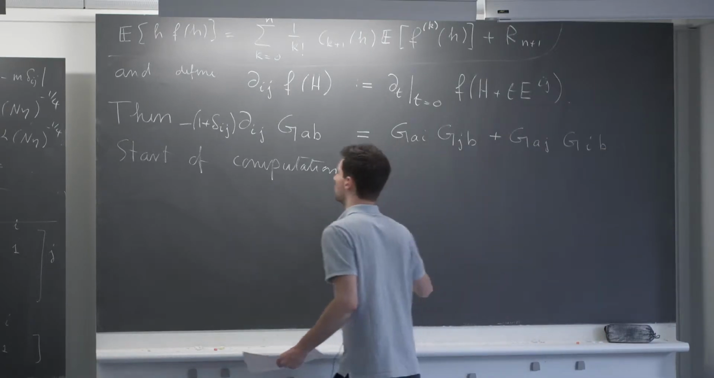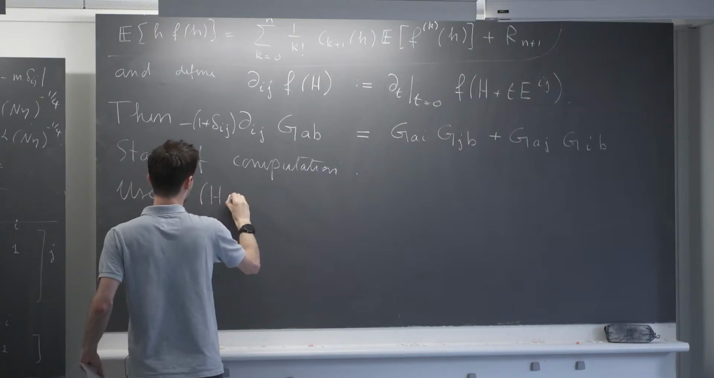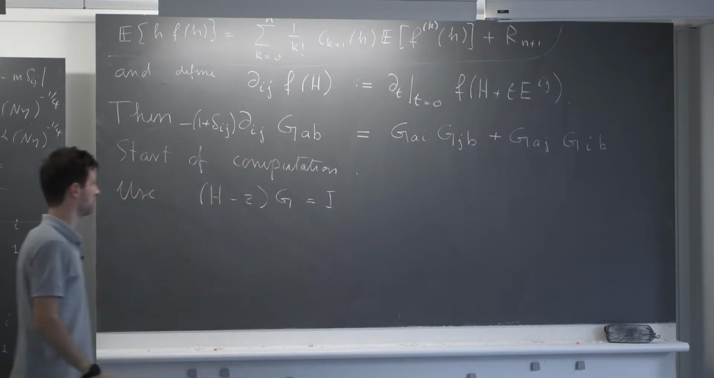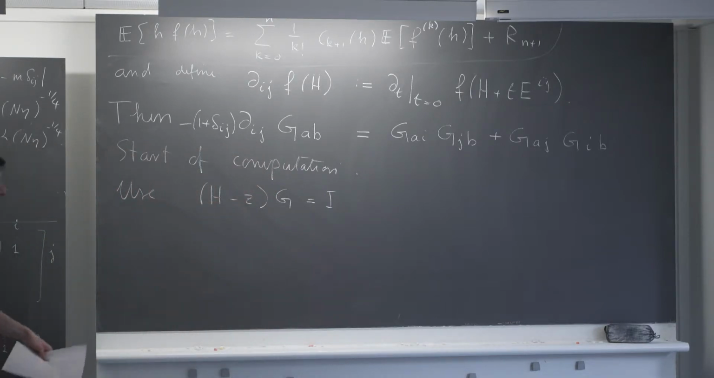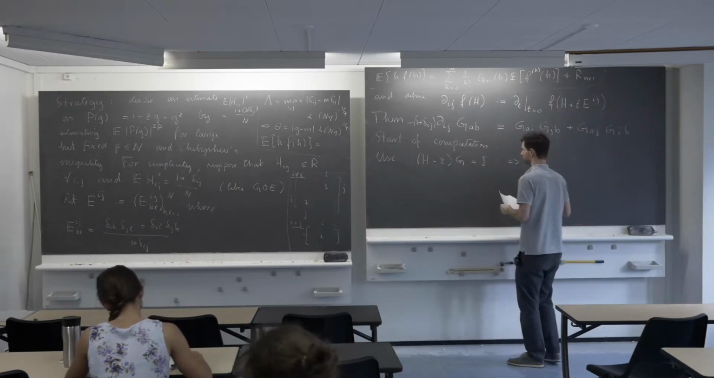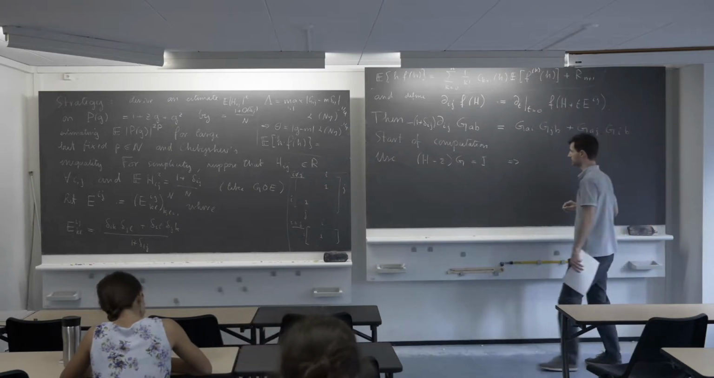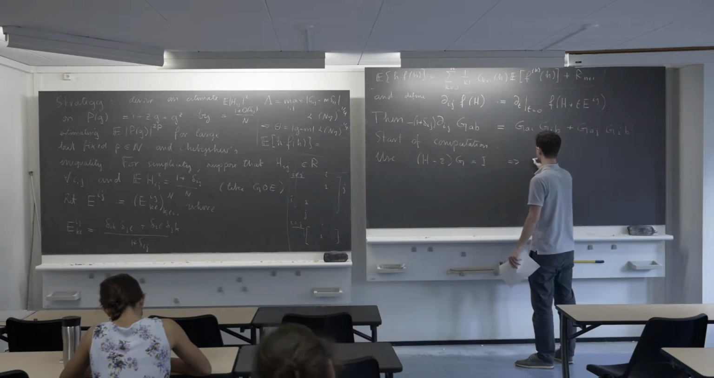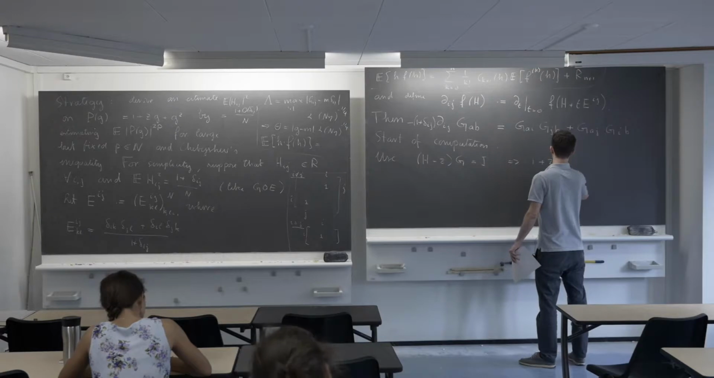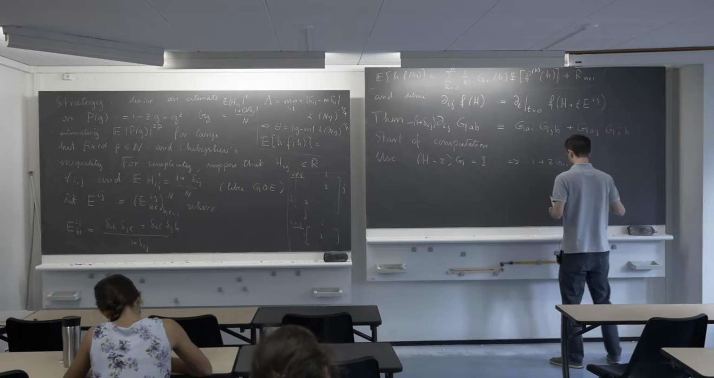So let's write, if you recall, by definition, (H minus Z) times G is equal to the identity. If I rewrite this and take a diagonal entry, the entry ii of this, the identity ii is just 1. So 1 plus z G_ii is equal to (HG)_ii.